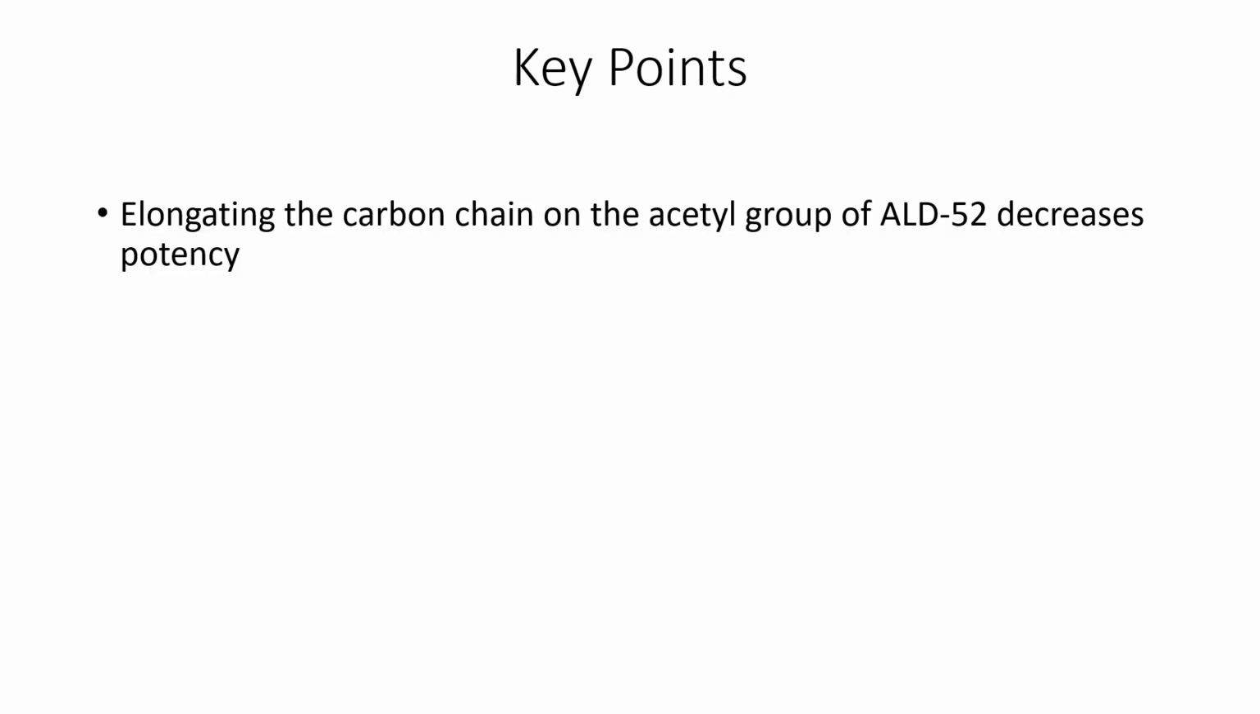And in summary, there are three major key points I hope you understood from this video. The first is that elongating the carbon chain on the acetyl group of ALD52 decreases potency. We saw this in going from ALD52 to 1-P-LSD to 1-B-LSD.